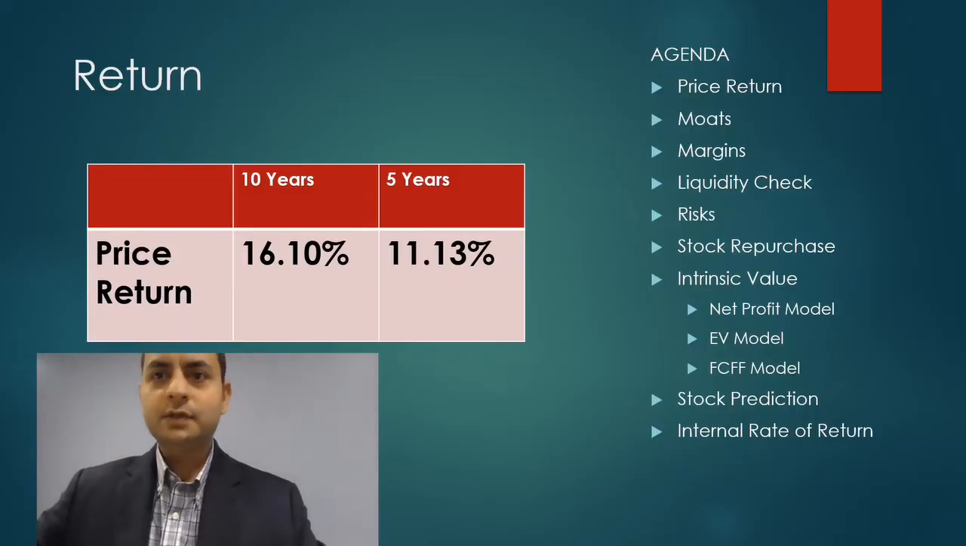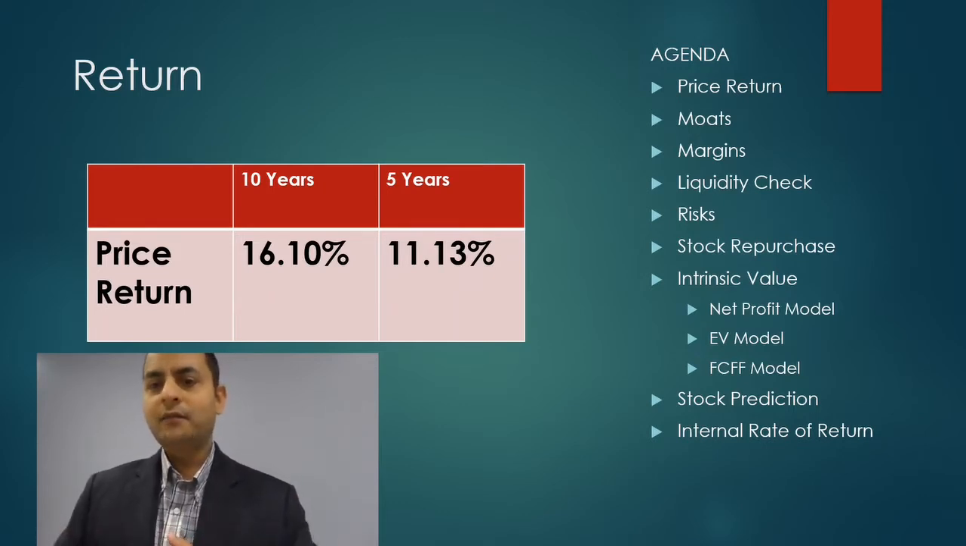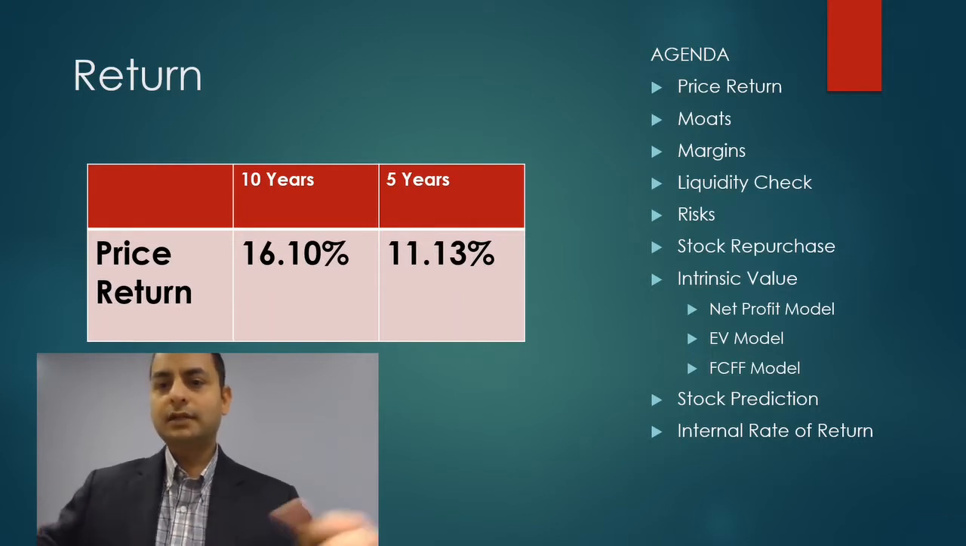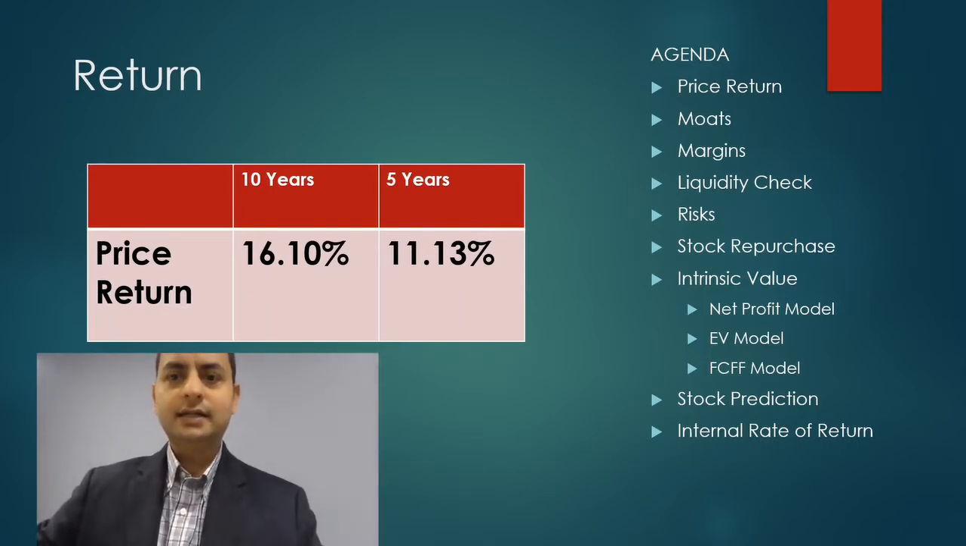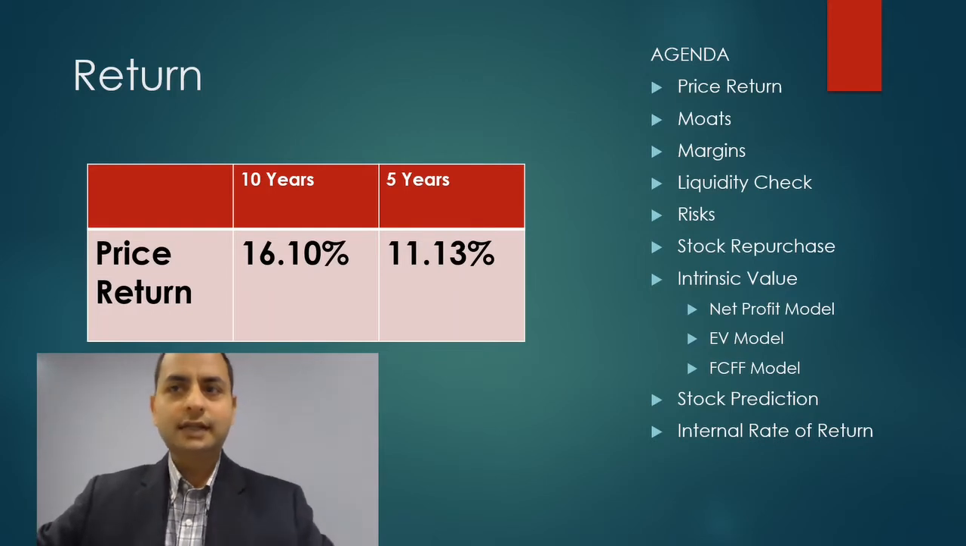If I see from the agenda perspective, we have a very long agenda, as you can see on the screen. The price returns, we'll see, and then we'll see the moats, if any, that Google still has, the margins, liquidity check, risk, stock repurchases, intrinsic value. I'll calculate whether it's a good time to buy with the help of three models, and also with the help of three models, I'll see what the stock will be after 10 years, and given today's price, if we invest, what rate of return we will get out of that. So it's a pretty big agenda. Without any further delay, let's get started.